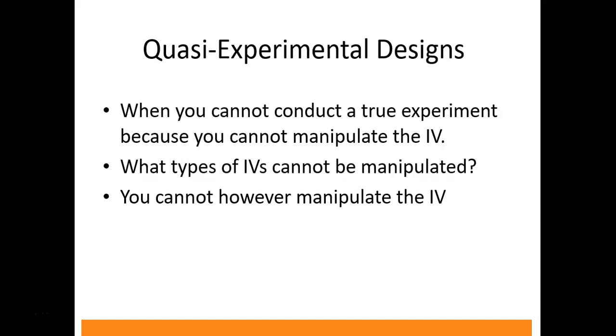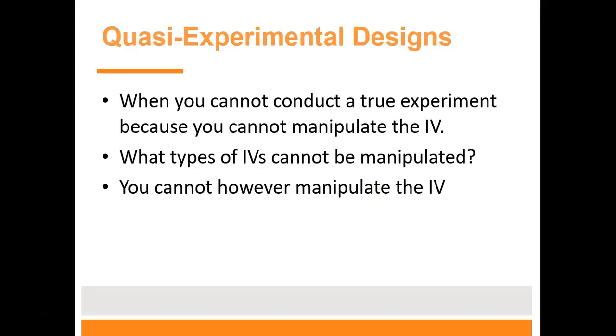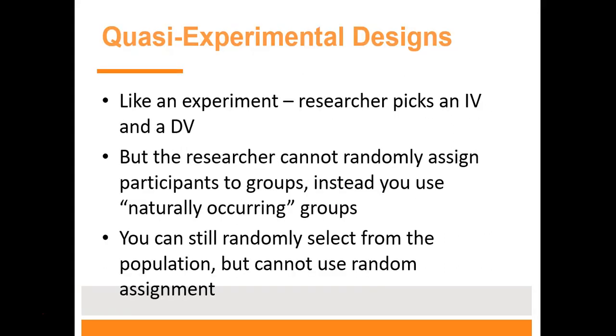Any research on gender differences, males compared to females, we can't manipulate that. So there are lots and lots of studies that are quasi-experiments because we cannot manipulate the independent variable. So the quasi-experiments are very much like experiments. The researcher picks an independent variable and a dependent variable, but the researcher cannot randomly assign participants to groups. Instead, you're using what we call naturally occurring groups.